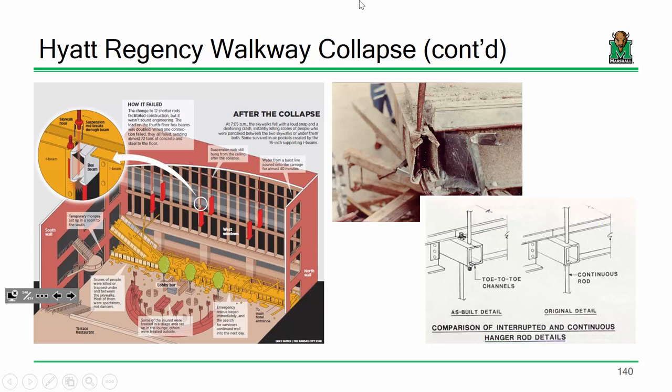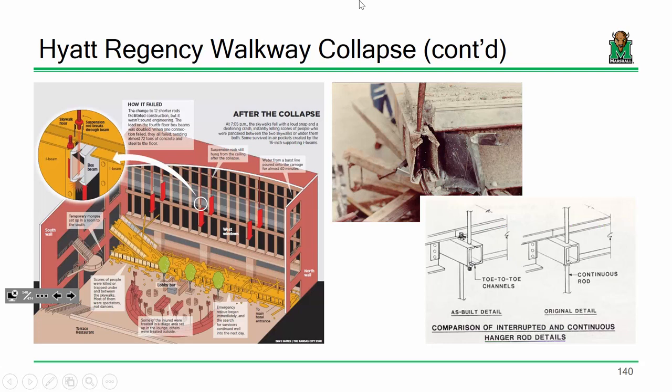Good stuff, right? Well, here's the problem with that. Can anybody see what happened? If we look, not really at the threaded rod, but at the channel, you can see that he definitely changed the load distribution on that channel. As built, that channel is subjected to a massive amount of shear, right? And look what happened at the very end. You can see it just ripped right through, okay?